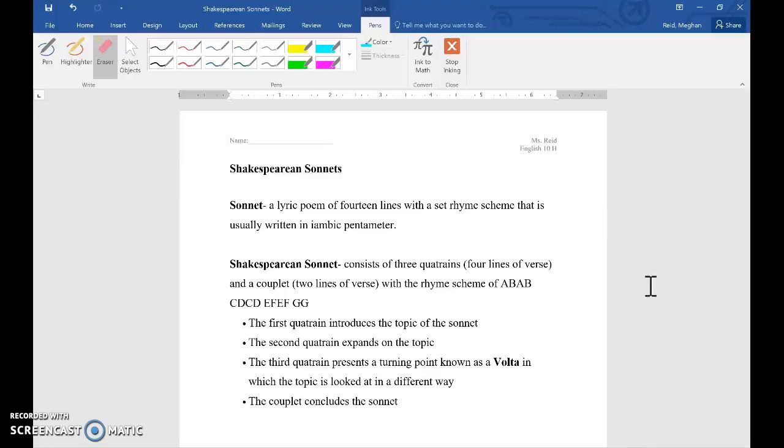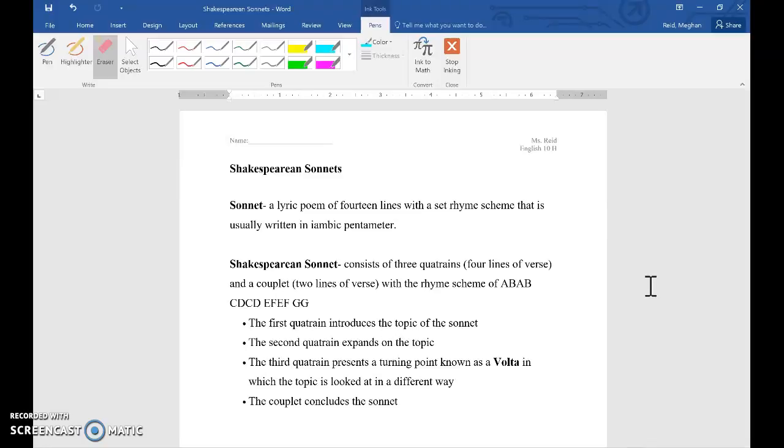He often actually uses sonnets within the larger picture of his big plays. So when we're talking about a sonnet, what we're talking about is a lyrical poem of 14 lines. And what makes this poem a lyric poem is the fact that it has a very distinct rhythm and rhyme scheme. In the case of Shakespearean sonnets, he's usually going to be writing in a rhythm that's called iambic pentameter, but we'll talk a little bit more about that later.